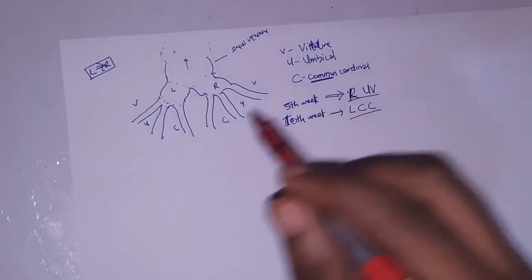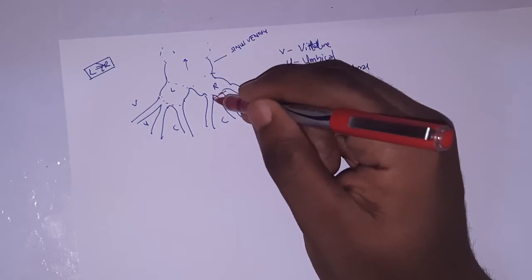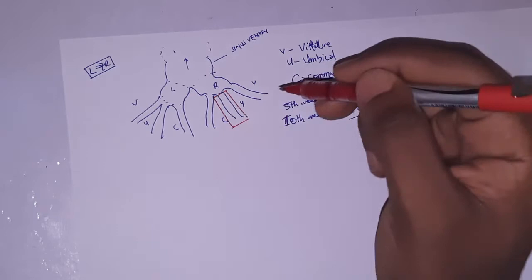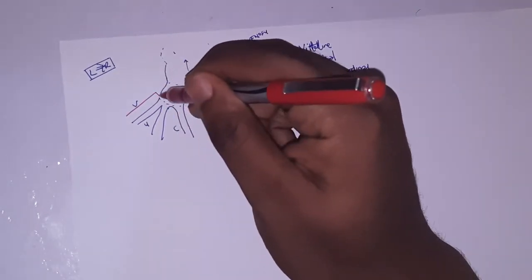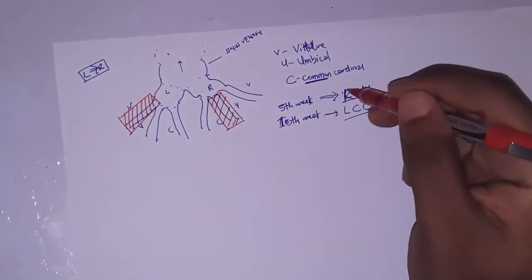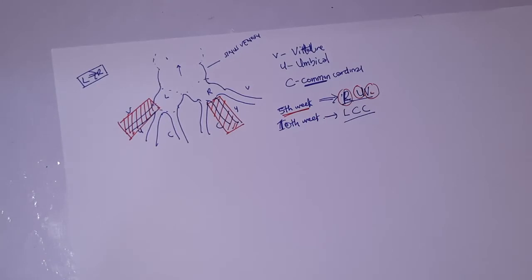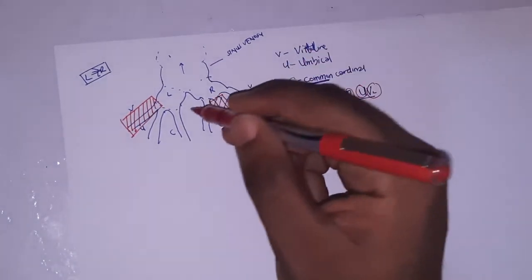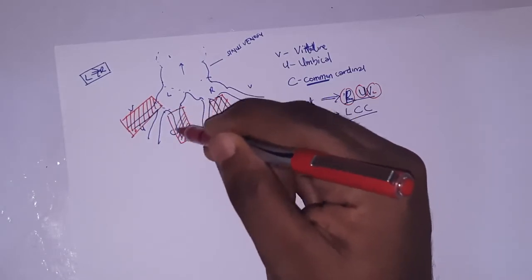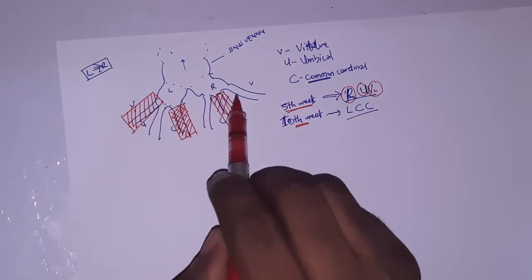Now, RUV because you have the umbilical vein here and the vitelline vein here disappearing. So you have the right umbilical vein and then the left vitelline vein disappearing at about the 5th week. But at about the 10th week, you also have the left common cardinal vein being obliterated. So you have disappearance of the left vitelline vein, the left common cardinal, and the left umbilical.